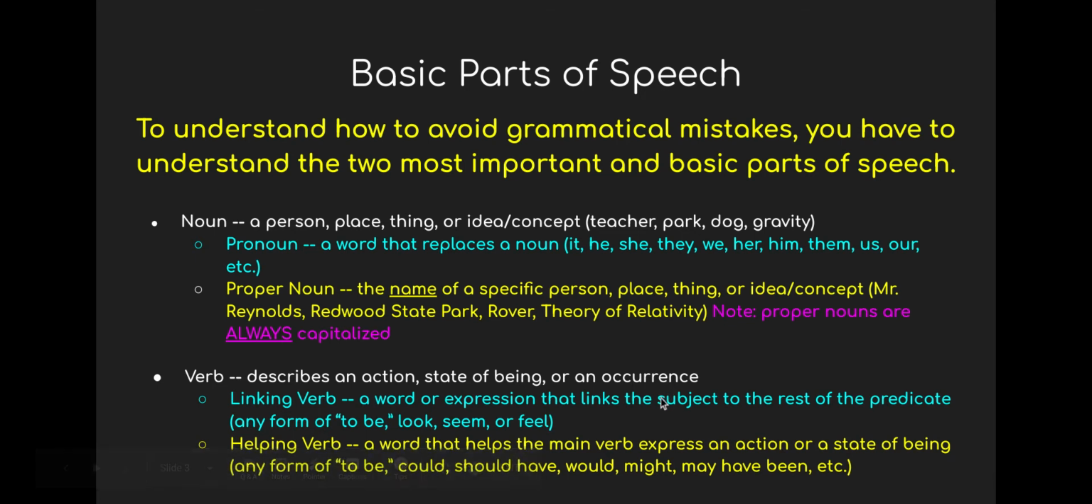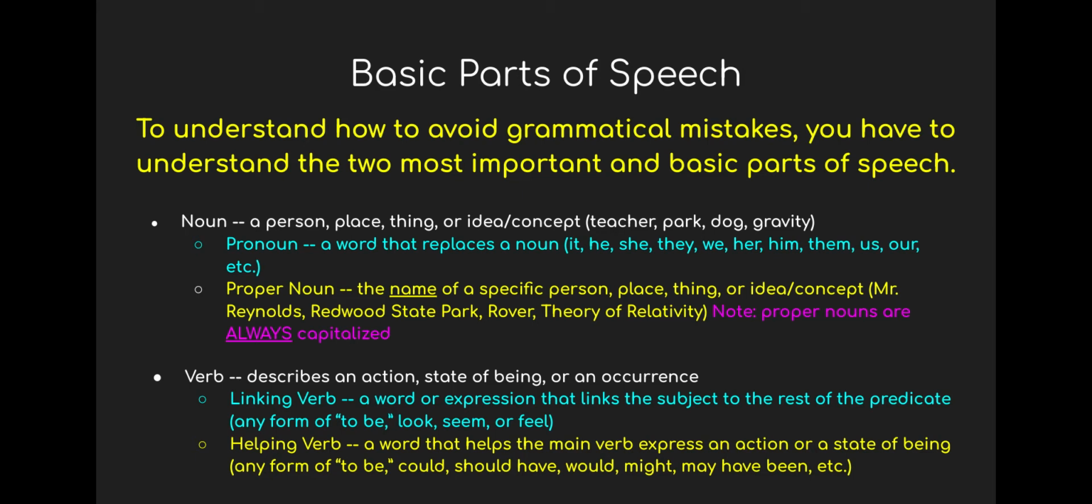And he is here. He is here. Sorry, I had to think of an example. He is here. That's a form of the to be linking verb. Helping verbs, a word that helps the main verb express an action or a state of being. So again, any form of the verb to be.